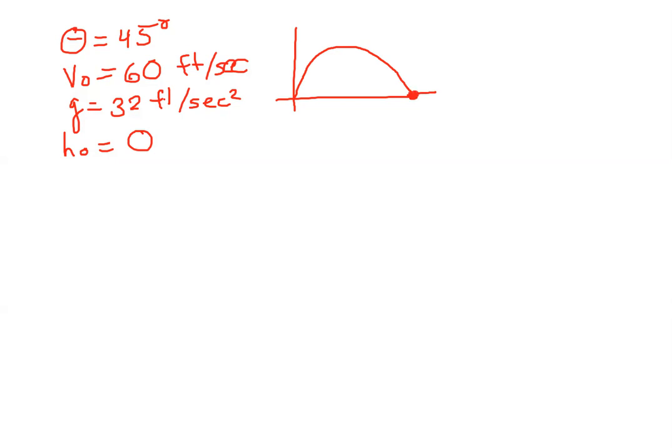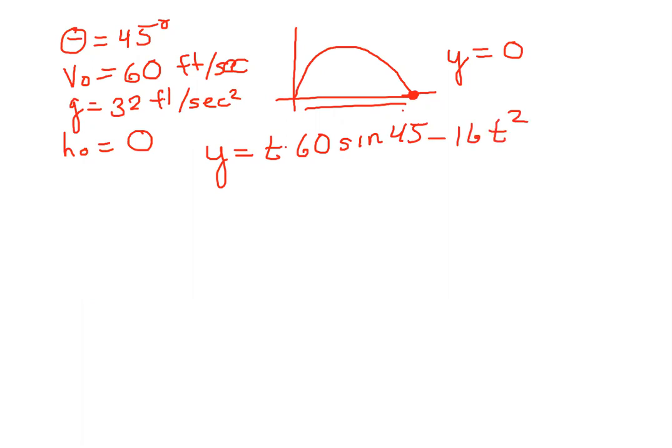What do we know when it hits the ground, either about the horizontal distance or the vertical distance? The vertical distance, which is y, equals 0 when it hits the ground. So we want to know what is t when y equals 0. We're going to use our y equation: y equals t times 60 sine of 45 minus 16t squared plus 0 for our initial height, so we don't have to put that on there. And we're going to say, when does this equal 0?